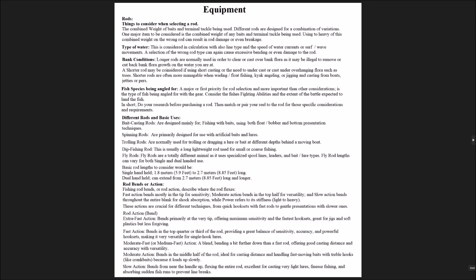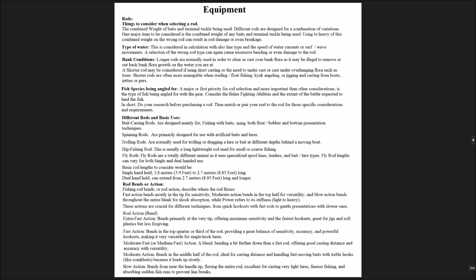Different rods and basic uses. Bait casting rods are designed mainly for fishing with baits, using both float, bobber, and bottom presentation techniques. Spinning rods are primarily designed for use with artificial baits and lures. Trolling rods are normally used for trolling or dragging a lure or bait at different depths behind a moving boat. Dip fishing rods or jigging. This is usually a long, lightweight rod used for small or coarse fishing.